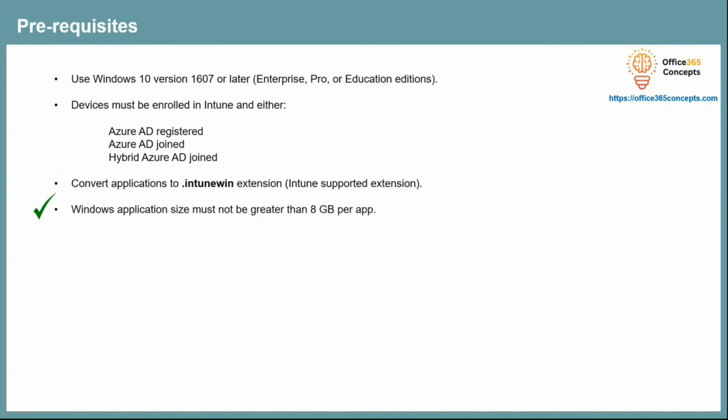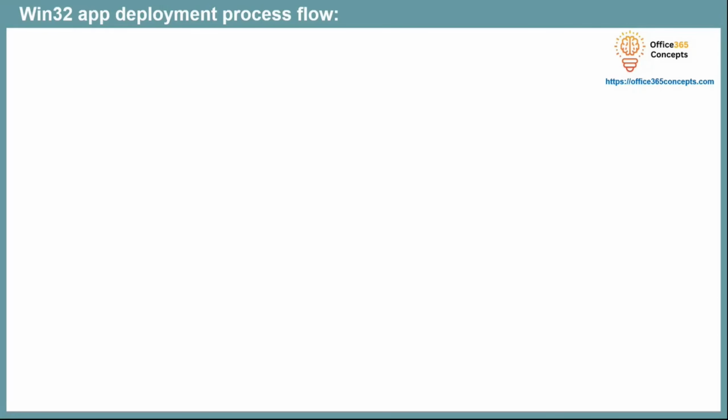And the other prerequisite is that the application that you want to add to Microsoft Intune, its size should not be more than 8 GB. So once you have met all these prerequisites, you are good to add applications to Microsoft Intune. Now let's understand how Win32 applications deployment works in Microsoft Intune. We will discuss this entire process practically as well and things will be more clear.